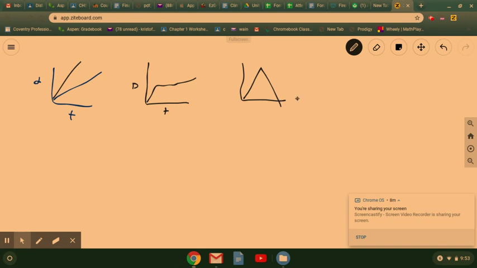So just to give you some idea, it's really important that we know what different lines mean and what different graphs of motion mean. This is in the book in 11.2. It deals with average speed and instantaneous speed and graphing motion.